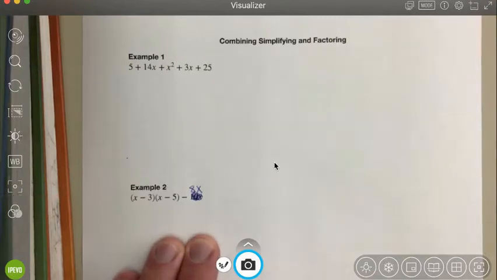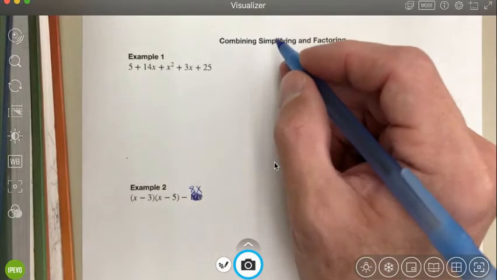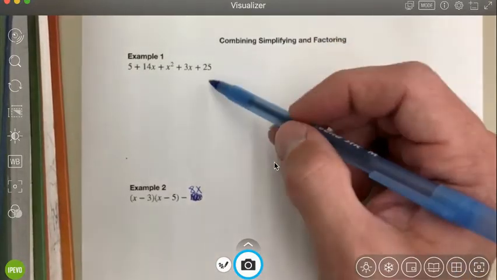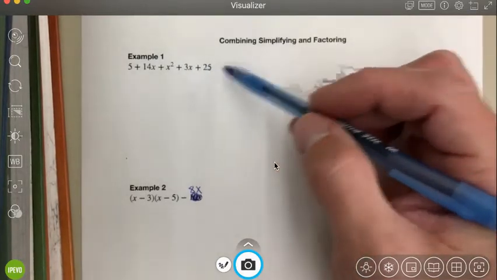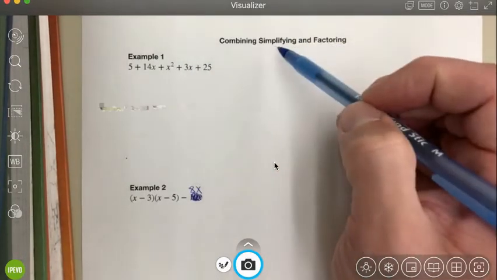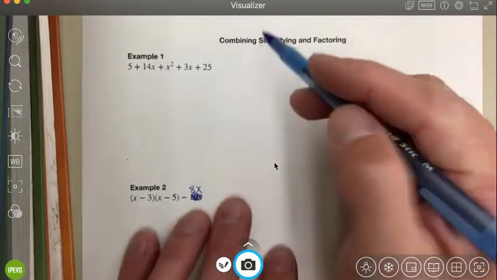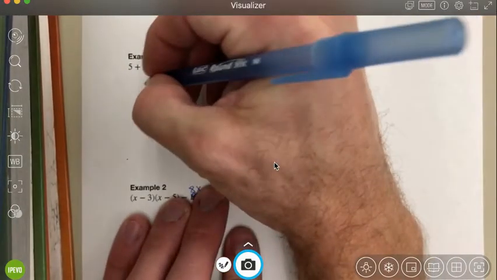Good morning, everyone. We're going to take a look at combining our simplifying and factoring skills. So here, notice how I have this whole mess of terms. Before I can get to the factoring step, I've got to simplify things. So all I'm going to do is start by regrouping.